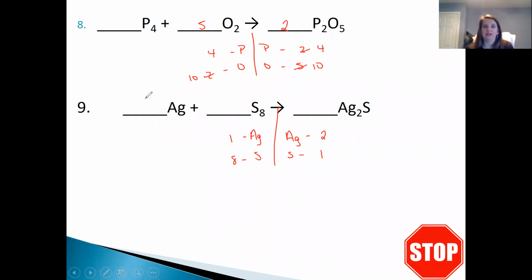Let me go back here. If I balance the silvers first, I put a 2 here. That changes my silvers to 2. My sulfurs aren't balanced. I still have to put that 8 here, which changes my sulfurs to 8. Changes my silvers to 16. So I still have to come back over here and fix my silvers by putting a 16. So I just have to do an extra step in changing that silver again, but I still arrive at the same answer.